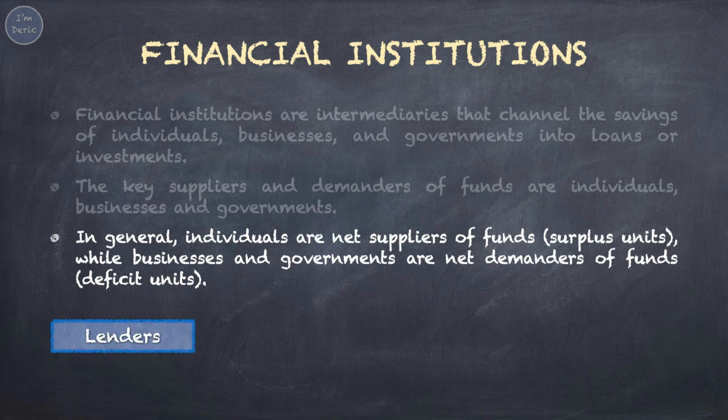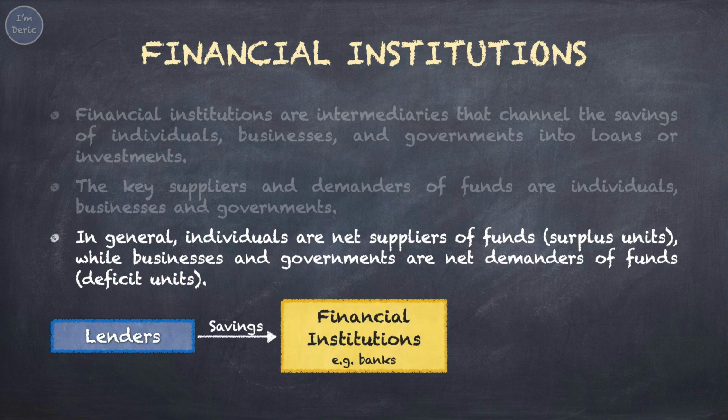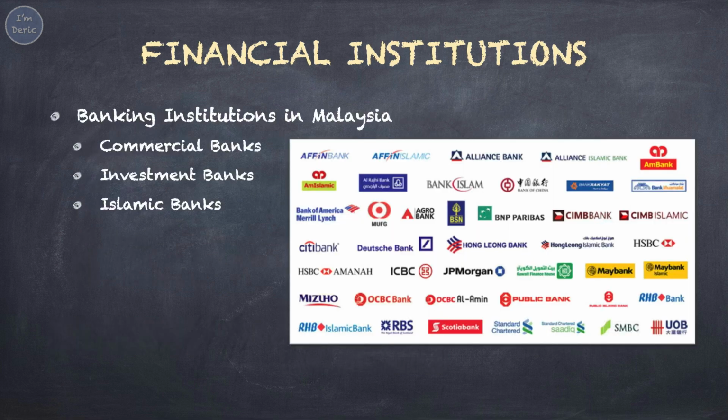The flows of funds start with lenders. When we have extra money, usually we will deposit the money into the savings account of banks. After receiving our money, banks will lend out the money to the borrowers through housing loans or car loans. There are three types of banks in Malaysia, including commercial banks, investment banks, and Islamic banks.